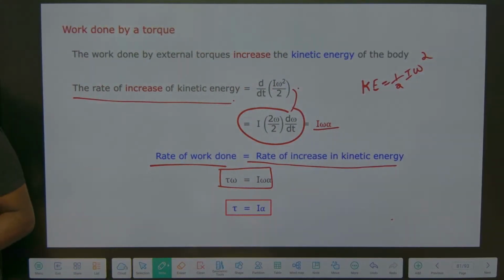Completed. We'll go for the next one. Completed. Yes.